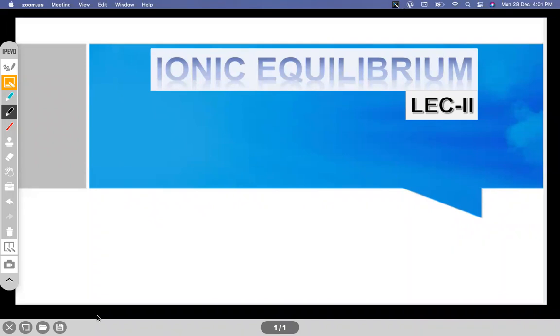Yes, so where were we in the last class? I think we were doing pH calculation, right? Yeah. Common ion effect we discussed. Mixture of acid and base, have we discussed that? Mixture of strong acid and strong base.